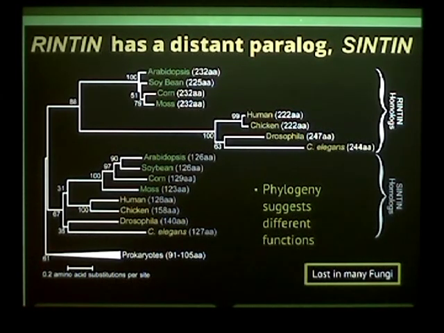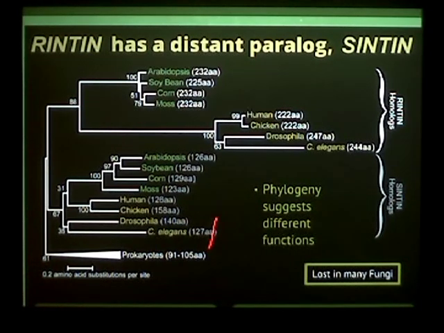So rintin is what I would consider single copy in Arabidopsis and most of the other organisms, but it's a little bit complex, so I wanted to explain. It does have a distant paralog that we find in these different organisms, which we're calling syntin, because even though rintin's a pretty short protein, syntin is even shorter. So for shorter rintin, we called it syntin.